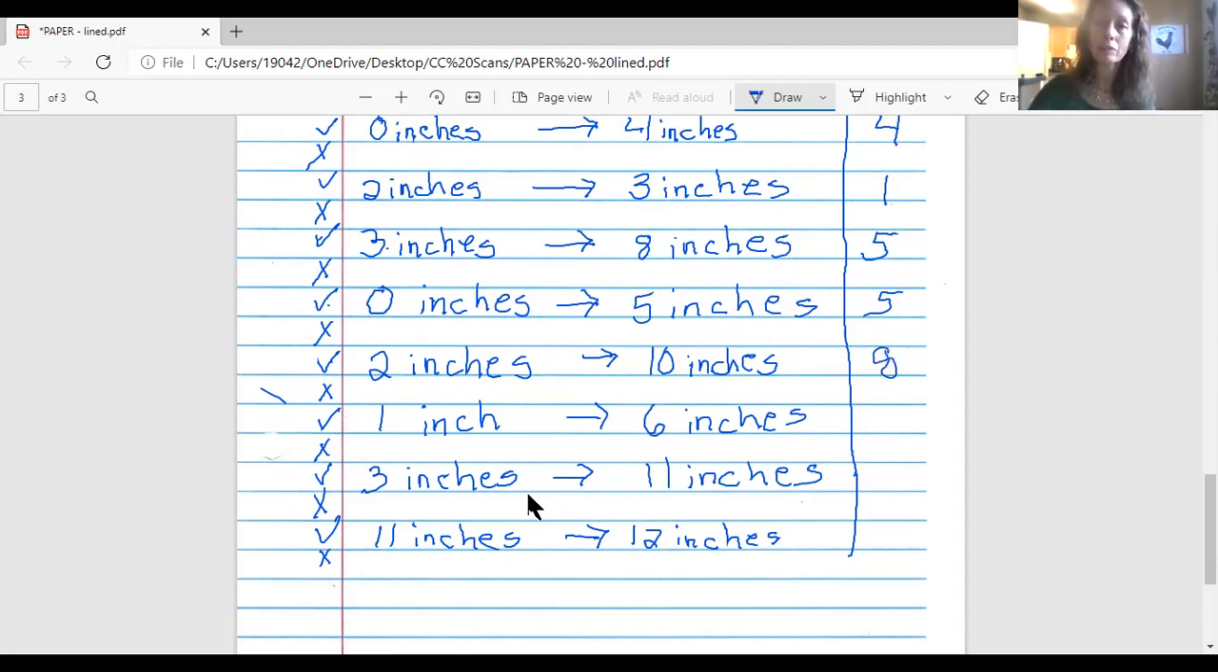Okay. For the next one, we started at 1 inch and traveled to 6 inches. How much is that? 1, 2, 3, 4, 5, 6. How many inches did we travel there? 5.